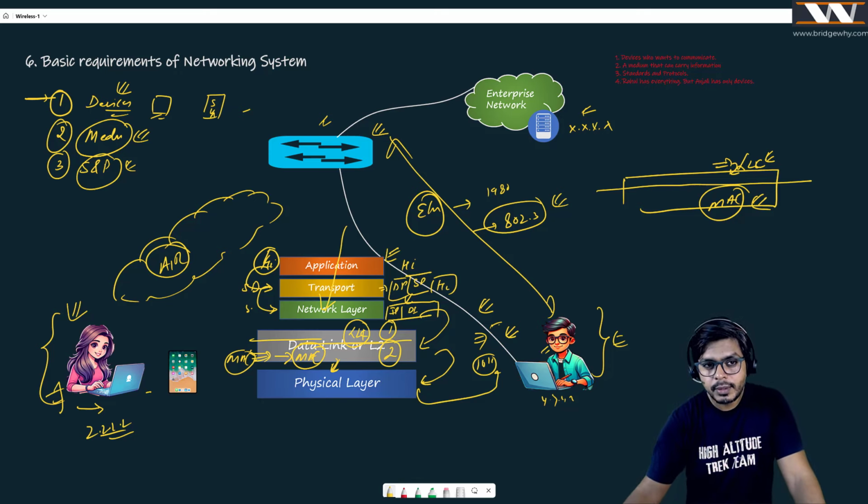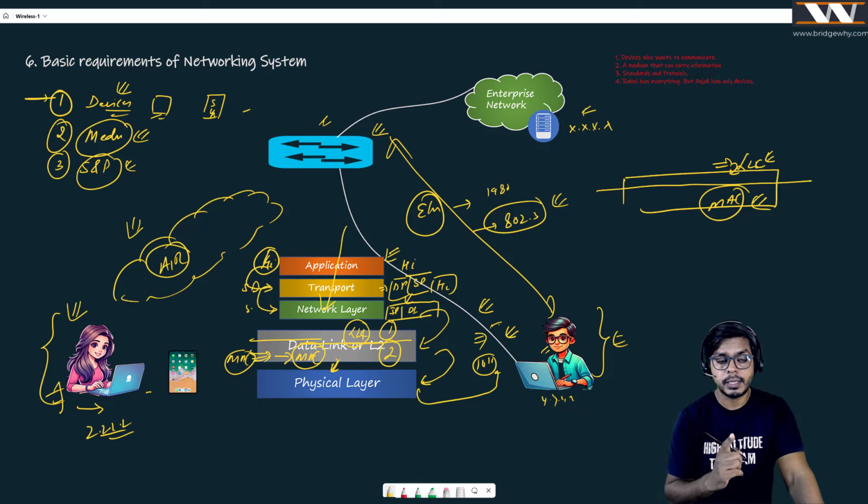But what is the definition of this medium? Does medium only need wire? Can't I send my data over here? We can, and that is exactly the medium which we want to understand, how Anjali is going to send her data in this invisible medium, right? It is not visible to human eye.